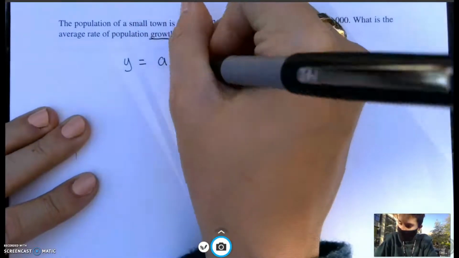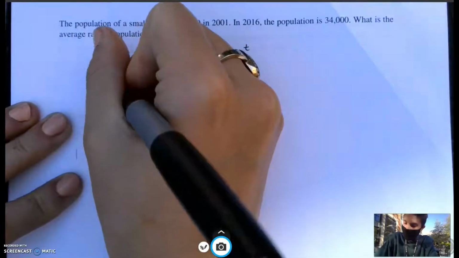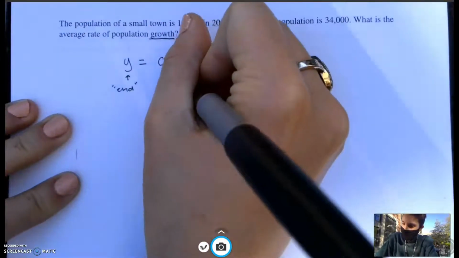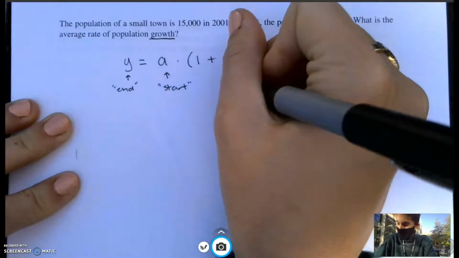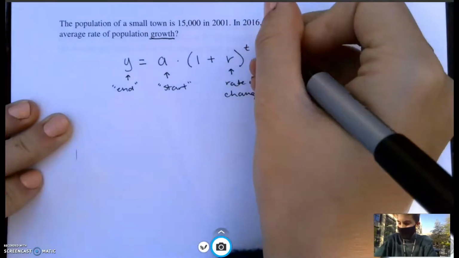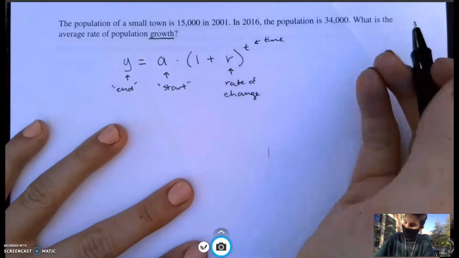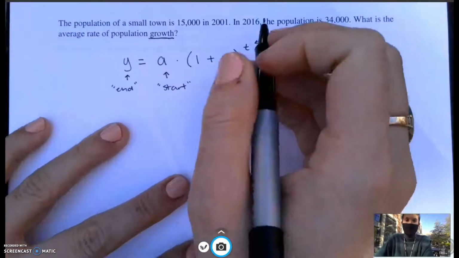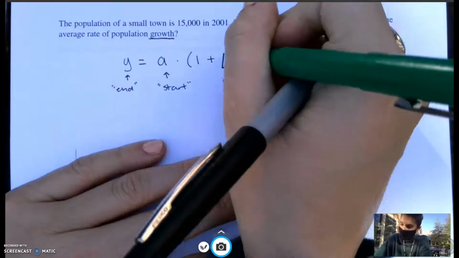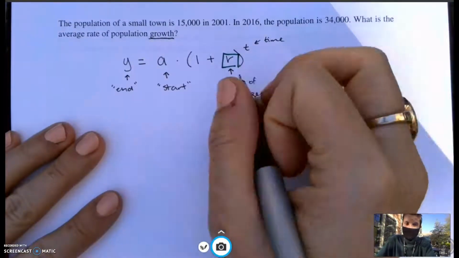Y equals A times (1 plus R) raised to the T, where Y is where we end, A is where we start, R is our rate of change, and T is time. So, in this case, we have to find out first, what are we solving for? It asks us, what is the average rate of population growth? That means that what we are solving for is R. That's the thing we don't have. Since we only have one equation, and we already have one unknown, we must have all of the other pieces, right? So let's just go ahead and get into it.